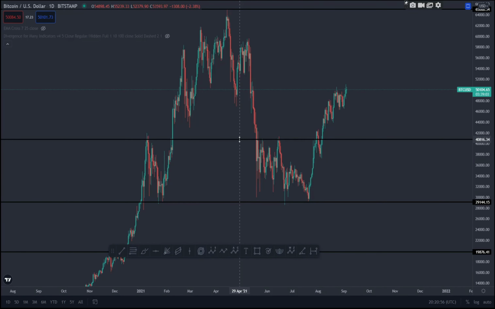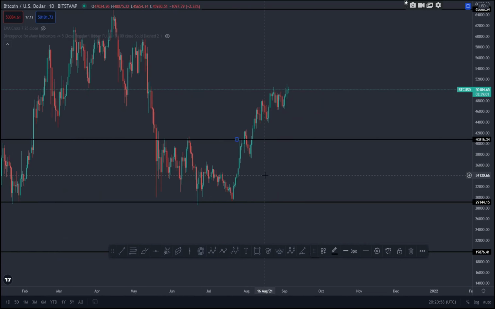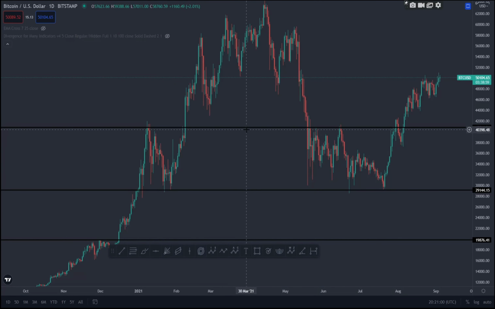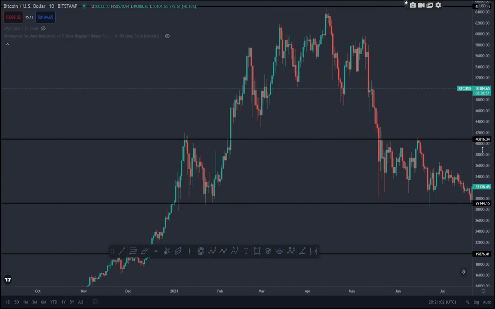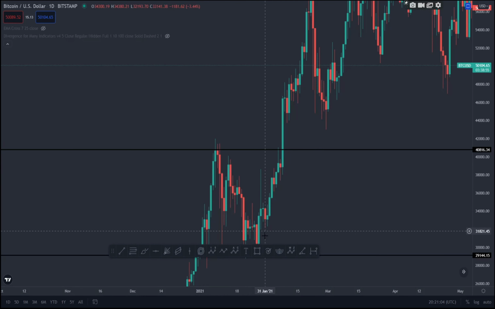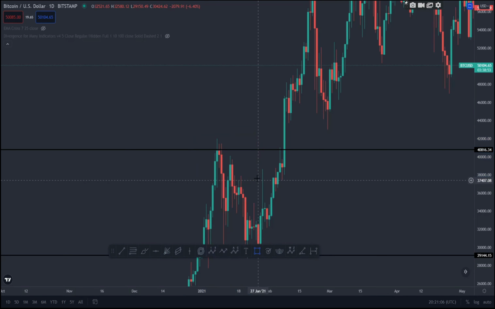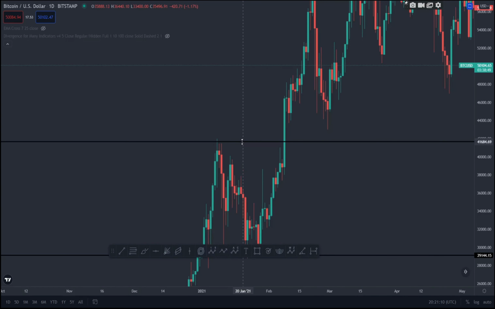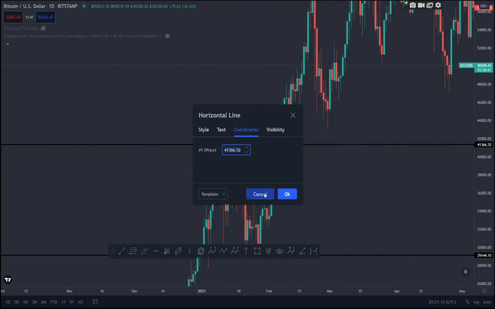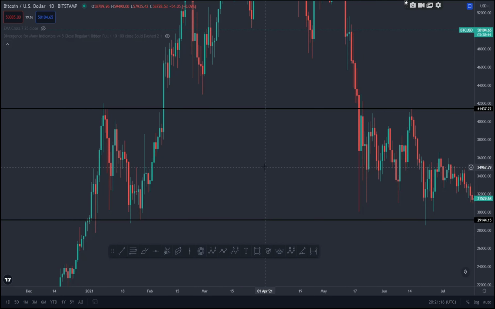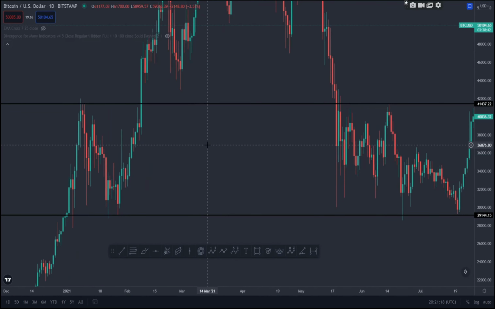You can also take the bodies instead of the wicks from the candles. That's also fine. I'll give you an example. If you look right here, you can place it on the body, but also on the wick. It depends on what you prefer, but be consistent. I've placed the others on the wicks, so I will also place these on the wicks.